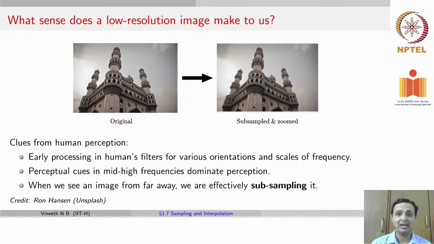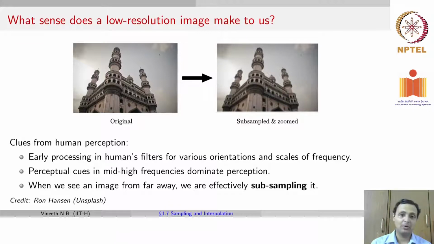So remember, once again, high frequency means an edge, because there's a sudden change in intensity value as you move from one pixel to the next pixel along a row or a column. If it is along a row, you would call that a vertical frequency. If it is along a column, you would call that a horizontal edge. So perceptual cues depend on mid to high frequencies in general.